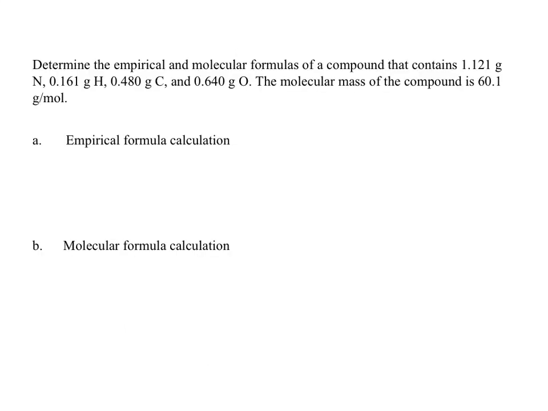Okay, find the empirical formula of a compound that contains nitrogen, hydrogen, carbon, and oxygen. And then determine the molecular formula if the molar mass is 60 grams per mole. So to find the empirical formula, we're going to take the 1.21 grams of nitrogen divided by 14, that's the mass of nitrogen, which gives me 0.080.